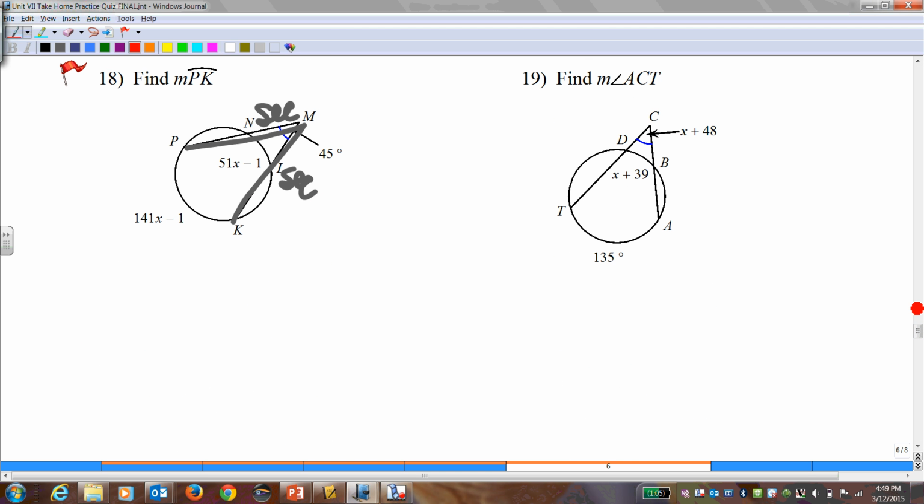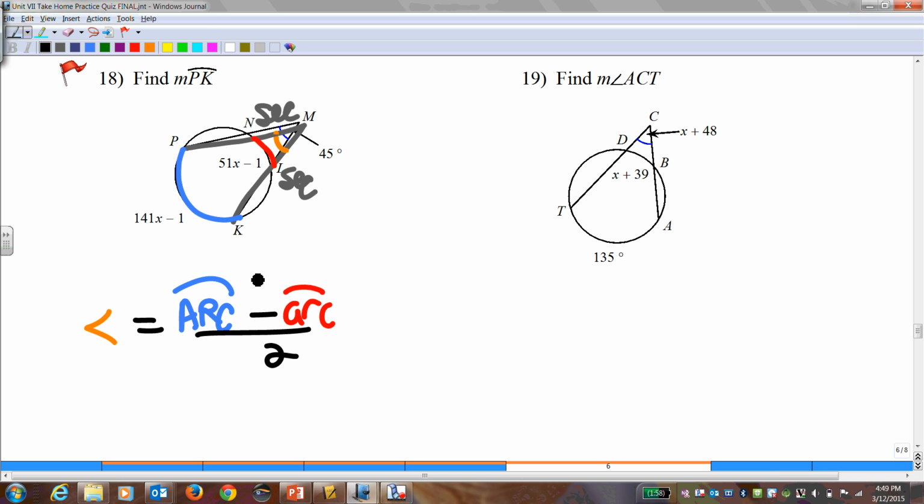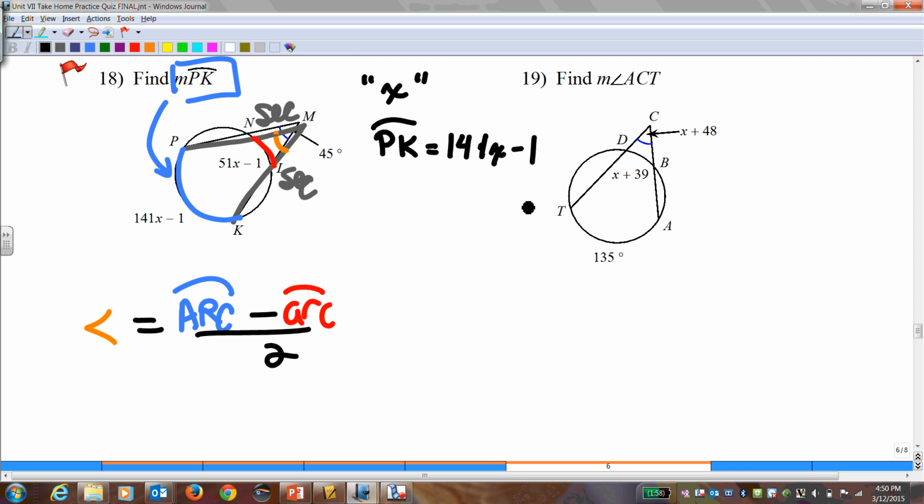This one's secant. And here we write our equation. That's going to be angle equals big arc minus little arc over 2. Now we're being specifically asked to find PK, which is the actual arc. So keep in mind here, we're not just finding x. We actually want to find that arc here. So we want to find PK, which once we find x is 141x minus 1. Keep that in mind.